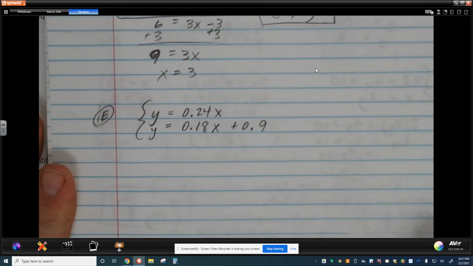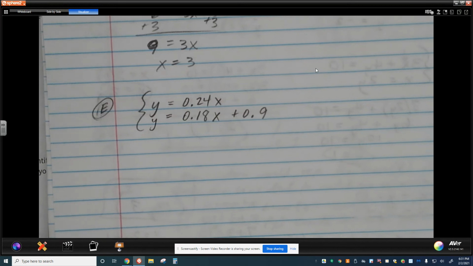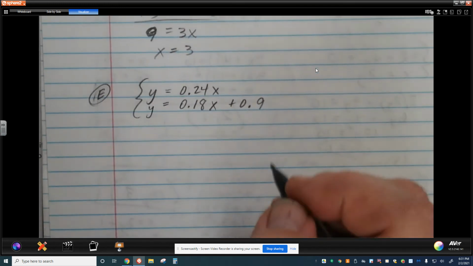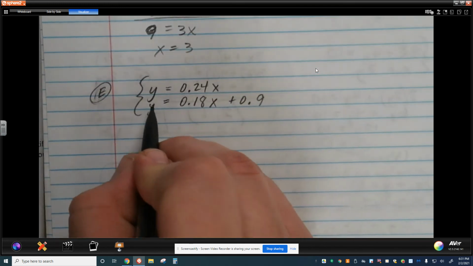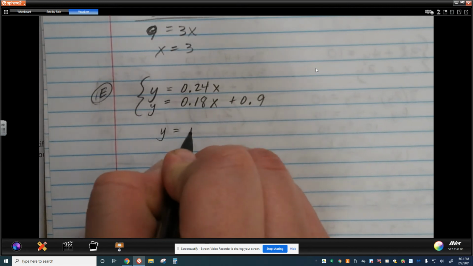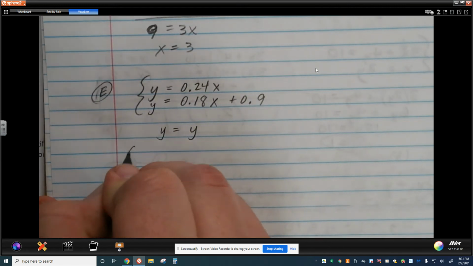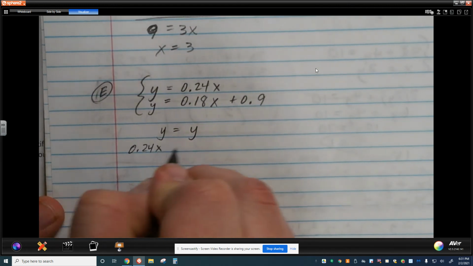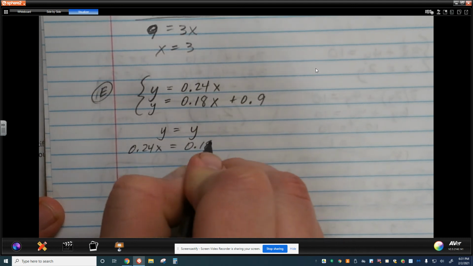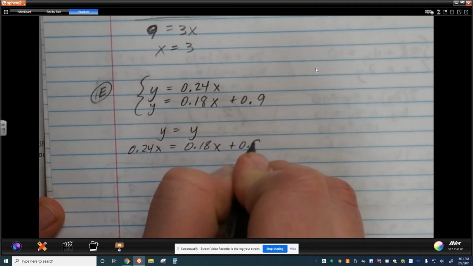Okay. Letter E, looking at the decimals, and perhaps we might think, oh my gosh, there's decimals. Yeah, and it's okay, because we have these skills of properties of equality that we can use, where again, we see that both of them are equal to Y, and we know Y is equal to Y. And so we can say 24 hundredths times X is equal to 18 hundredths times X plus 9 tenths.